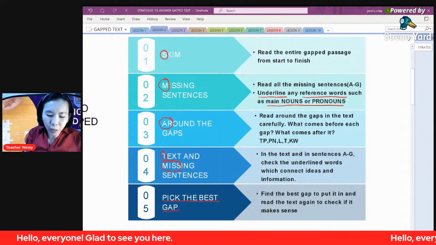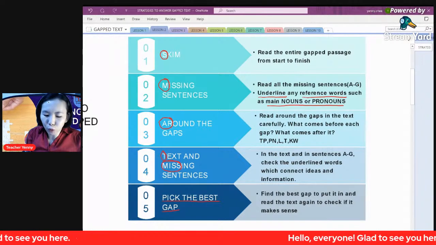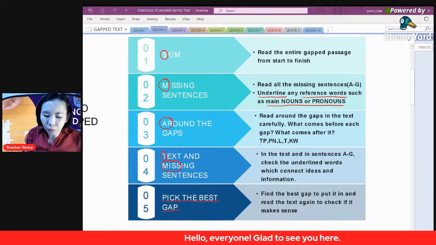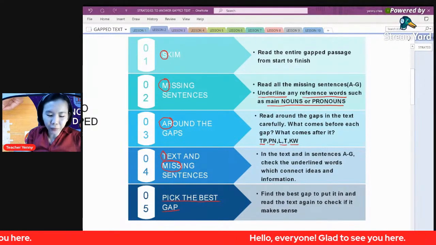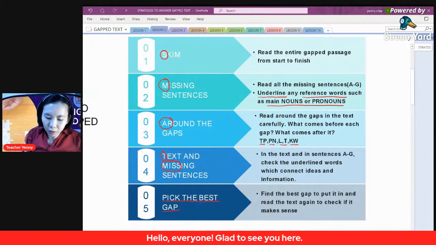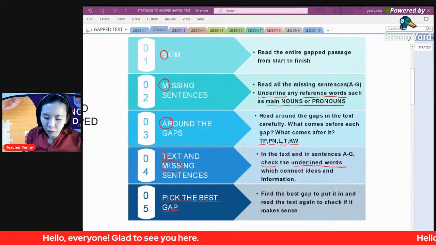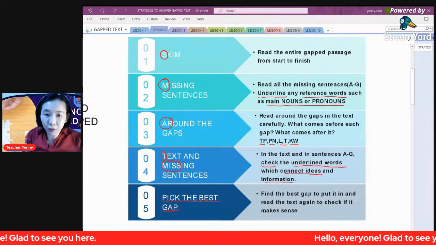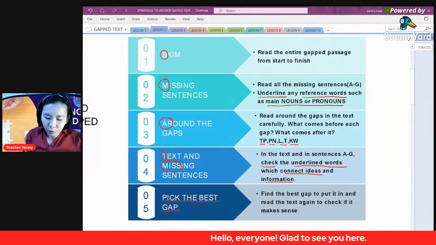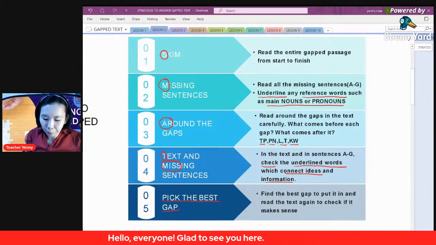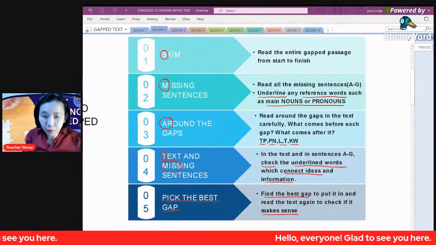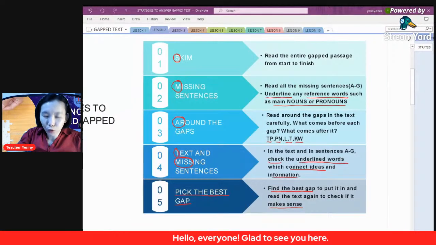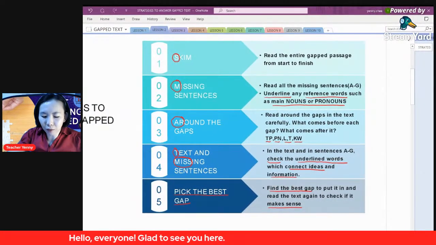And then around the gaps, AR, what do you need to look for? Around the gaps, you need to look for the TP, PN, LT, KW. What are all those things? I put in abbreviations. I will show you later. Next, you need to check the underlined words which connect ideas and information. And lastly, you need to find the best gap. Make sure that it makes sense. So I will move on to show you what is TPPNLTKW.